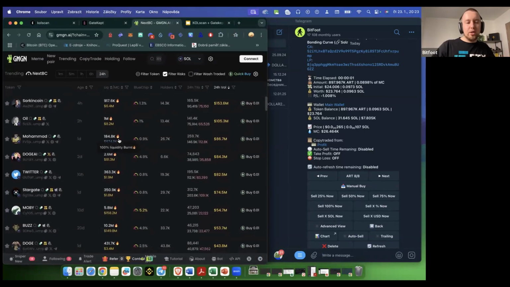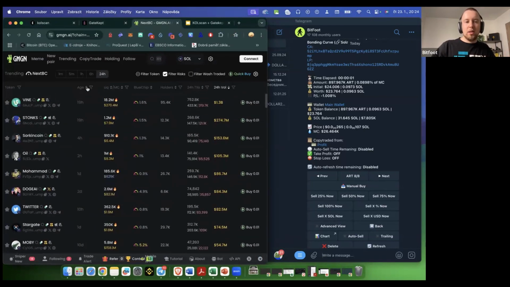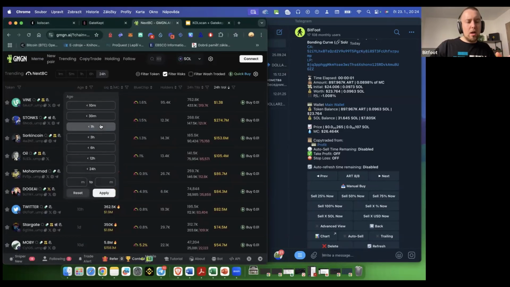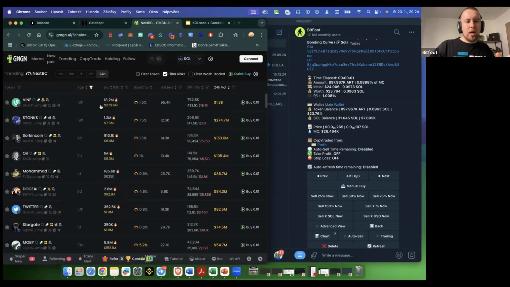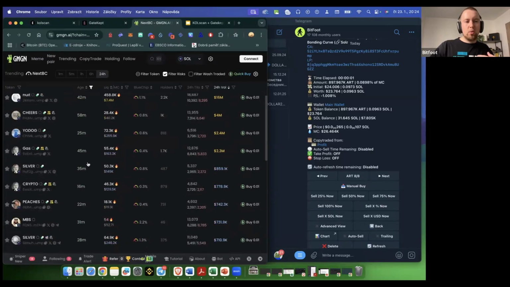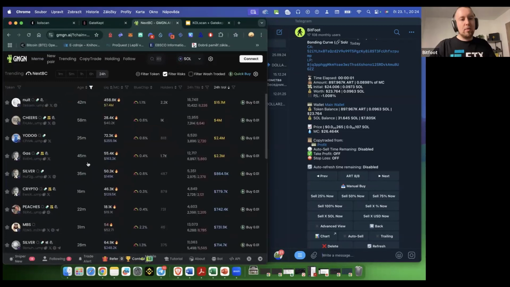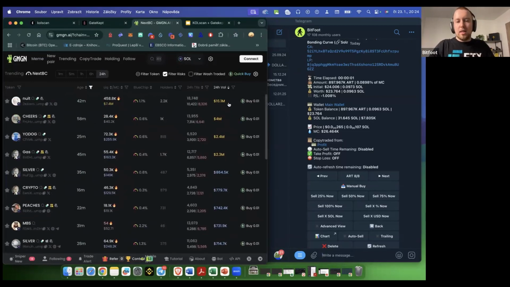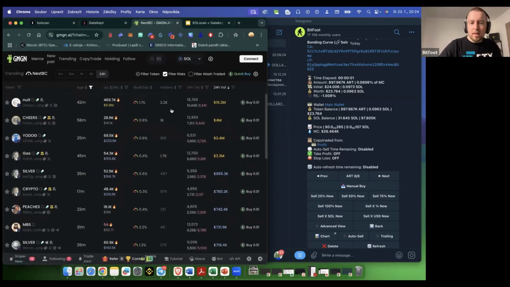So for any of these coins, let's say we want something, all of these are pretty new. So let's do 1 hour. We want to have new coins that just are hitting the market. We can see some very large volume here. So we can check this one. This one looks interesting, quite a lot of holders. The market cap is reasonably good. The volume compared to it is huge.